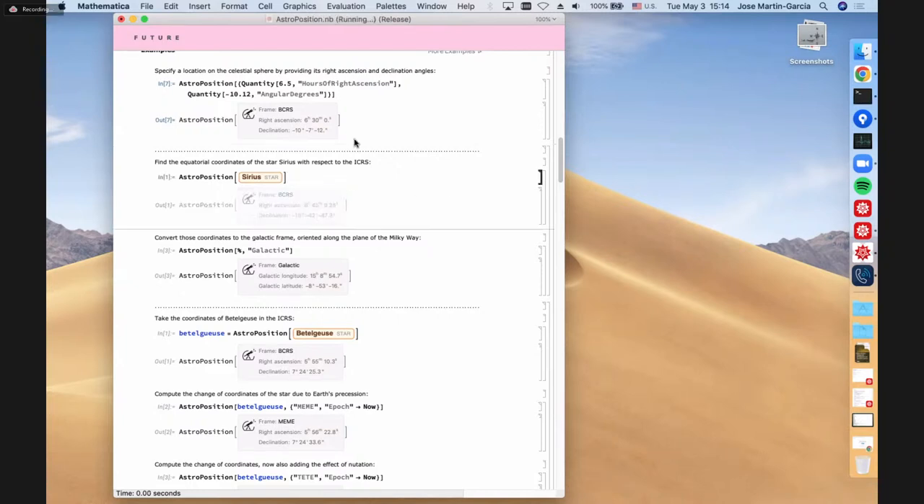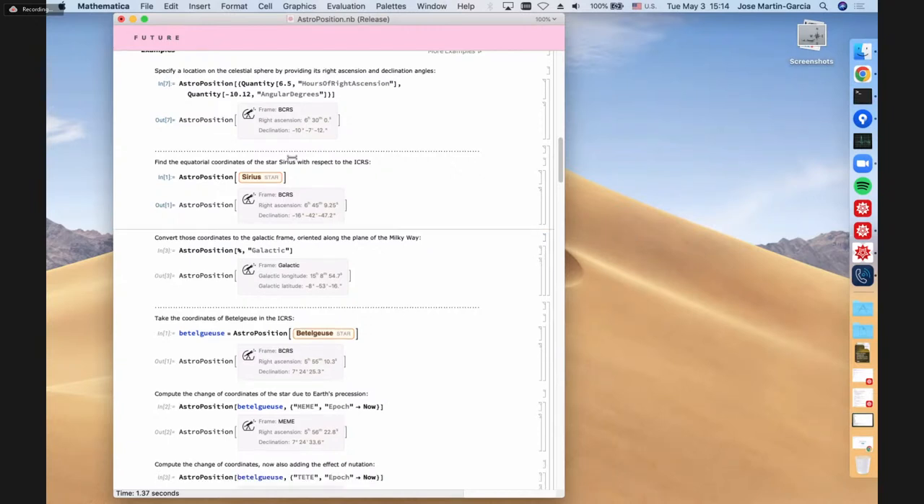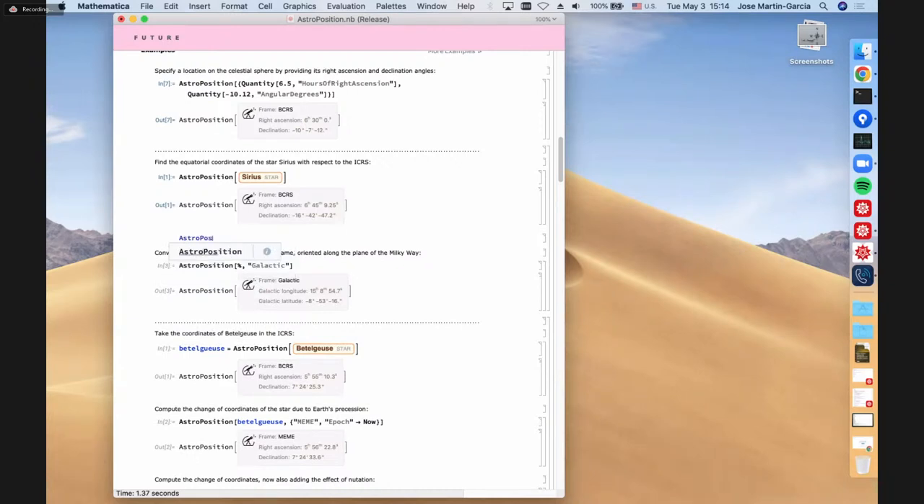So Sirius there. Exactly. So this consults the entity value and gets the coordinates. Okay. So can you tell me where Sirius is in the sky right now? For that, it will be like sun position. What is the thing that tells me where to look up in the sky to see Sirius? What is the altitude azimuth for Sirius? Presumably you get the astro position first, then you have to convert it, right, Jose? Yes. Now, this part, I don't know. That might be broken.